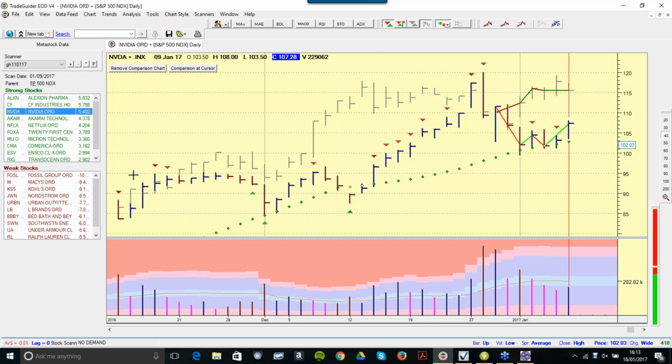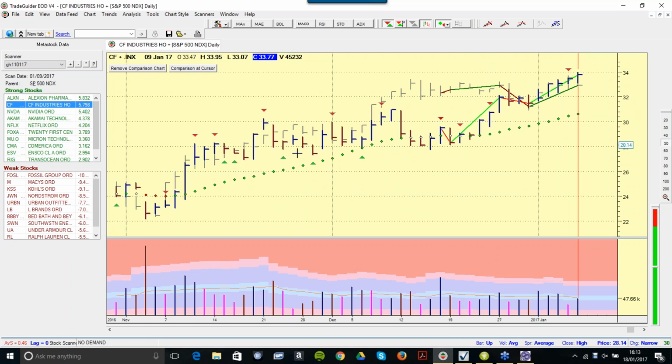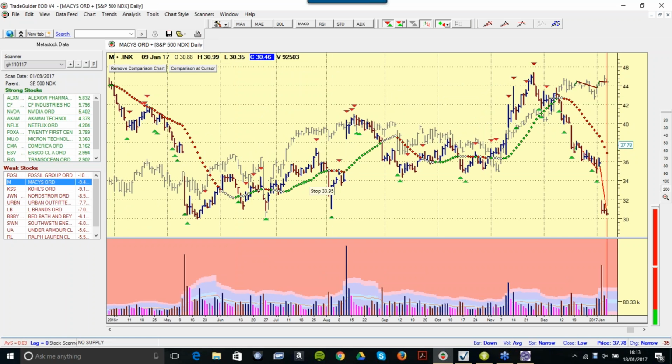All right, so what we do is we've looked at these stocks. You can see AXLN, CF, NVDA. All of these are acting stronger than the index. So if I put one up, you can see here the index goes up, the stock goes up with the index. If you look at the weak stocks, the index goes up, the stock collapses. That's what Wyckoff determined to be a weak stock.